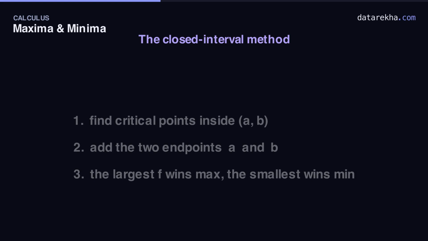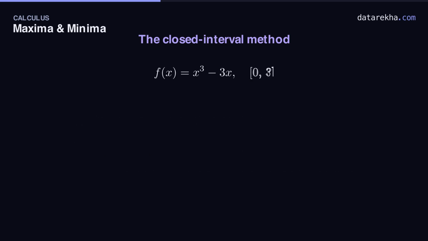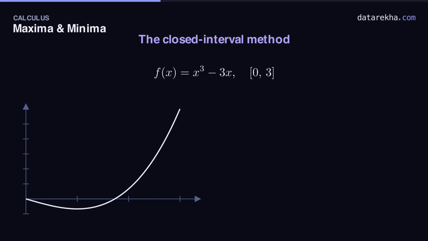Watch it on a real function. Take f(x) = x³ − 3x on the closed interval 0 to 3. Here is its graph over that stretch. Step 1. The critical points. f' is 3x² − 3, which is 0 when x² is 1, that's x = +1 or −1. But −1 is outside our interval, so we throw it away. Only x = 1 counts.